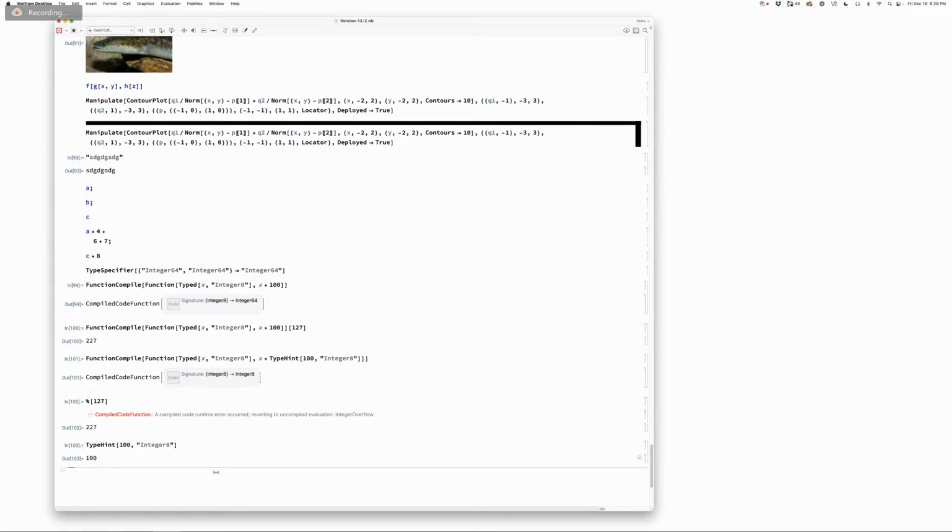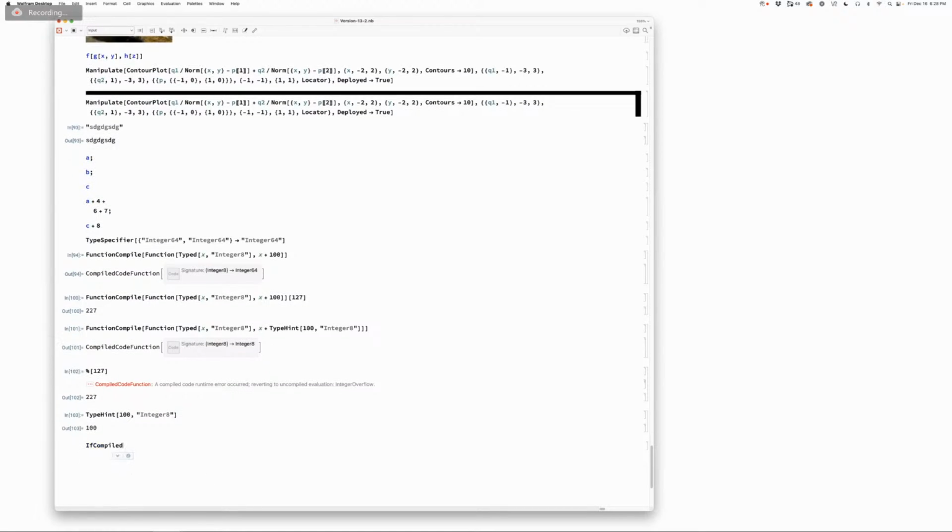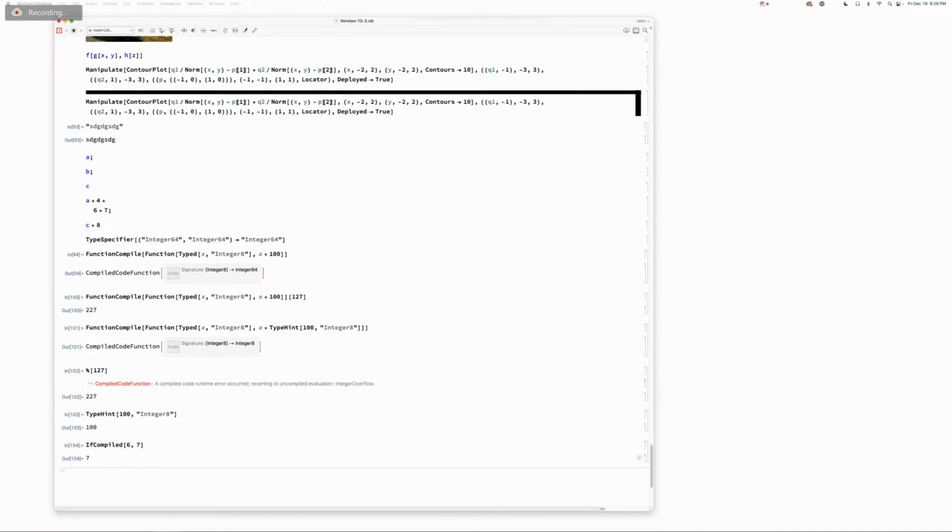There's another new thing, which is if compiled, where we say if compiled 6, otherwise 7, and it'll say 7 here because it hasn't been run through the compiler. But if that was in compiled code, it would give 6. And so that's a useful thing to be able to have in your code any way you want. You can say, if it's going to be compiled, do it this way. If it isn't going to be compiled, then it's better to do it that way. And you can just put that in your code and have one piece of code that can deal with both being compiled and not.